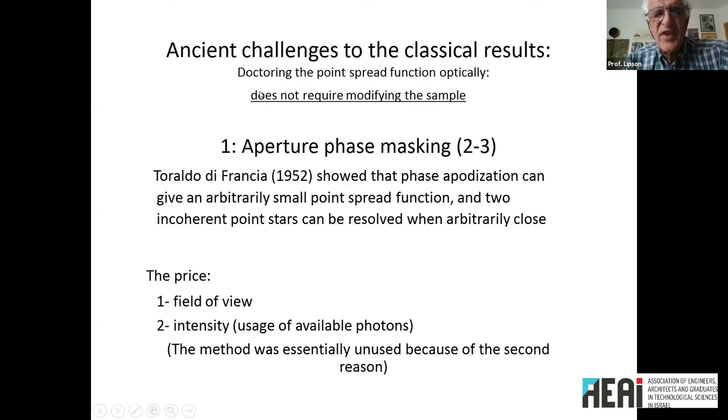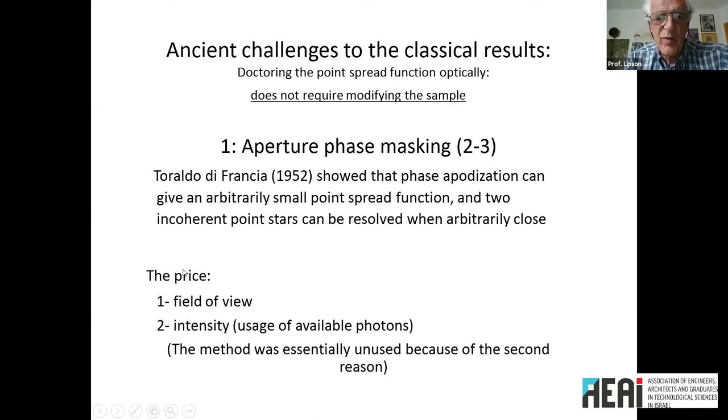So there is an important point in trying to do super resolution without modifying the sample, without touching the sample at all. One of the ways is by doctoring the point spread function. If we can doctor the point spread function and make it as small as possible, then we can use it as a scanning mechanism to get a better resolution. The first attempt at this, a very old one by Toraldo di Francia in 1952, used phase apodization. This was a theoretical idea until about the 1980s. It was just on paper. But that will give you a resolution improvement of between 2 and 3.